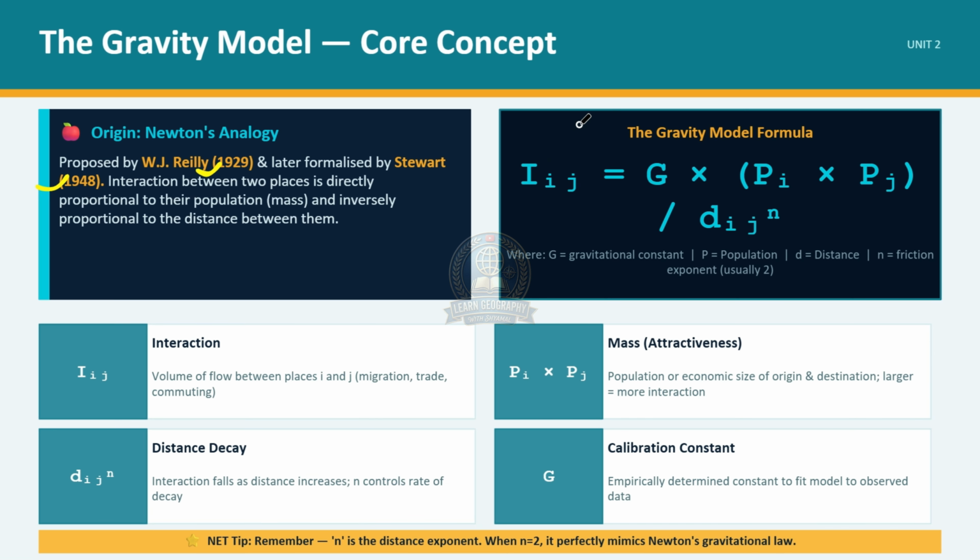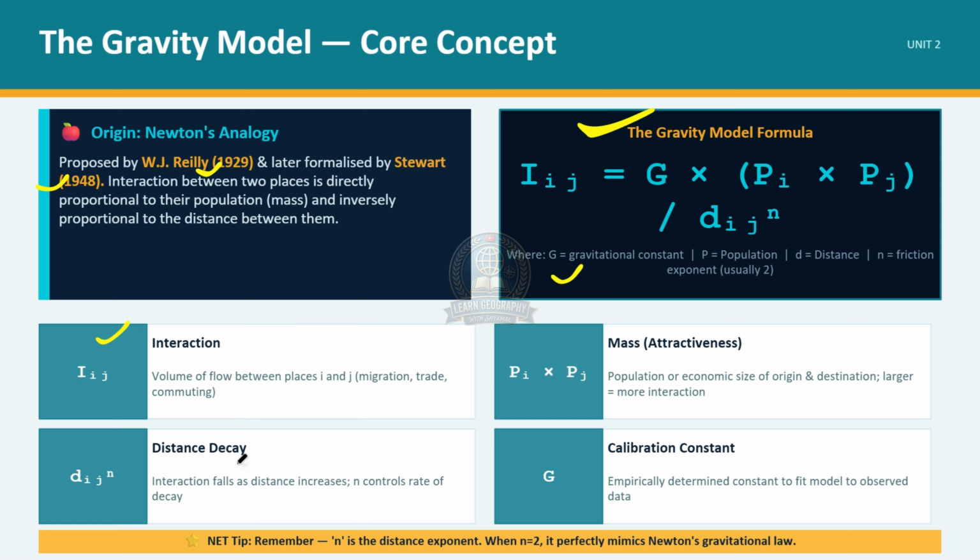This is the gravity model formula, where G is the gravitational constant, P is population, D is distance, and n is the friction exponent, usually 2. I_ij is the interaction, the volume of flow between places i and j, such as migration, trade and commuting.